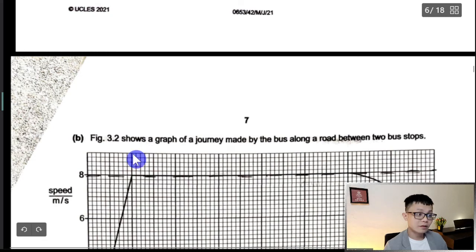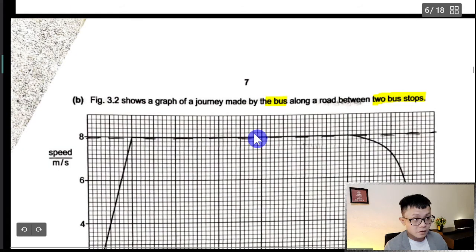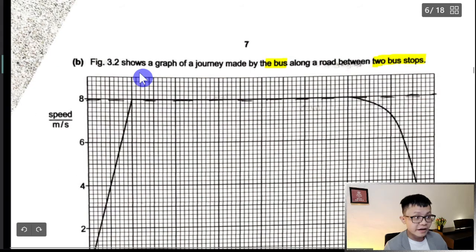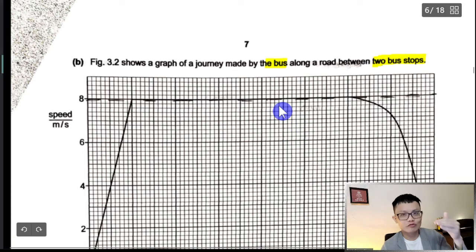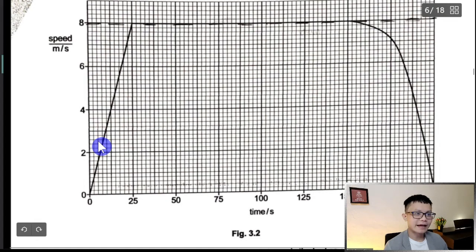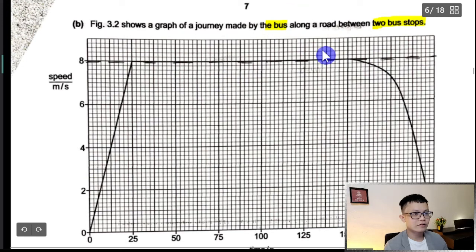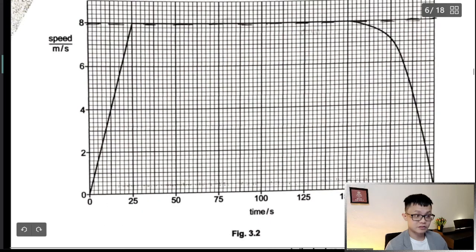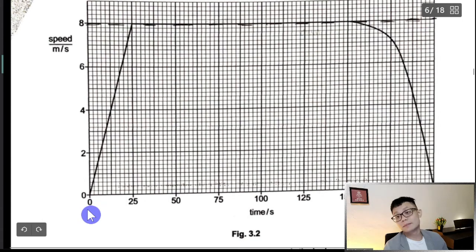B, figure 3.2 shows a graph of a journey by a bus along a road with 2 bus stops. Wait, let me read. A graph of a journey made by a bus along the road between 2 bus stops. Oh, so it's the same bus. Okay, there are 2 bus stops. So the bus starts his journey, and then probably the bus stops here, correct or not? So we can assume that the bus stops here.